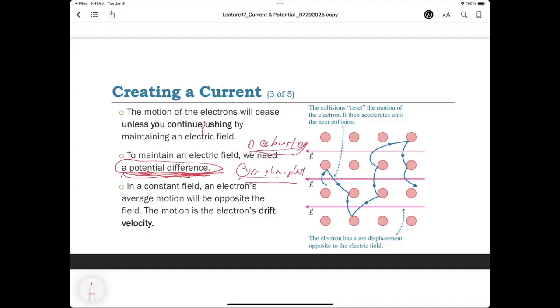In a constant field, an electron's average motion will be opposite the field. You can see this is the electric field, which usually goes from the positive to the negative. Because the electrons are attracted by the positive, they will move opposite to the field. We just call this motion the electrons' drift velocity. That makes sense to you?